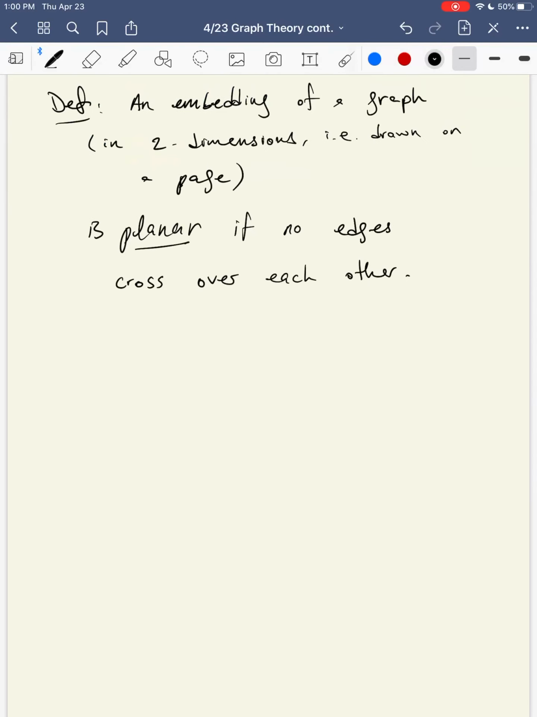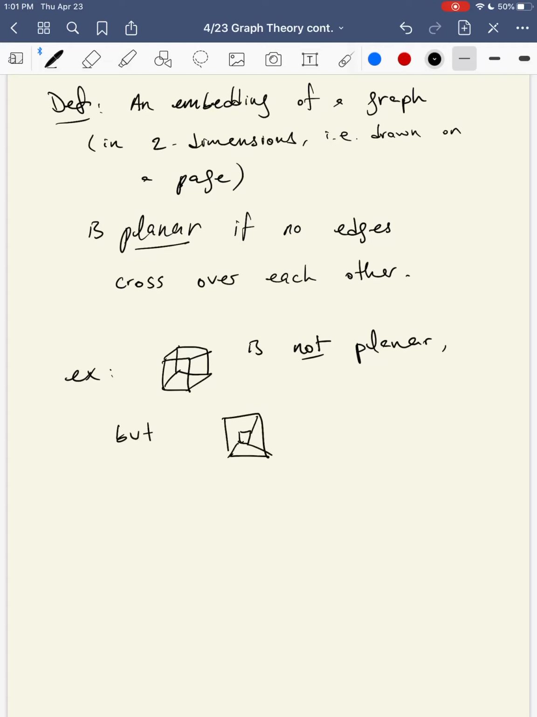So an example. So these were examples. This one is not planar, but this one is. Even though these are the same graph. Okay. So we're gonna use this thought.